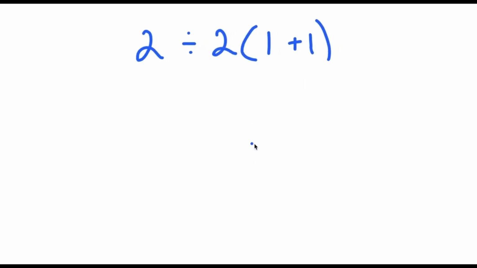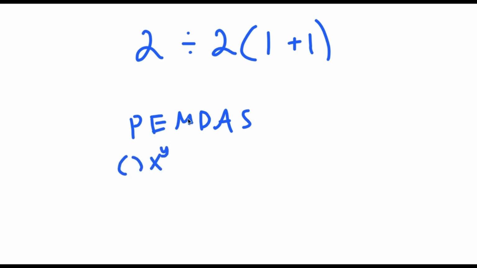So to solve this, I'm going to start off by solving 1 plus 1 here. So, going back, I'm going to be using PEMDAS for this. And PEMDAS is the order of operations that I go in to solve an expression like this with multiple operators. So the P here stands for parentheses, the E stands for exponents, the M stands for multiplication, the D stands for division, the A stands for addition, and the S stands for subtraction.